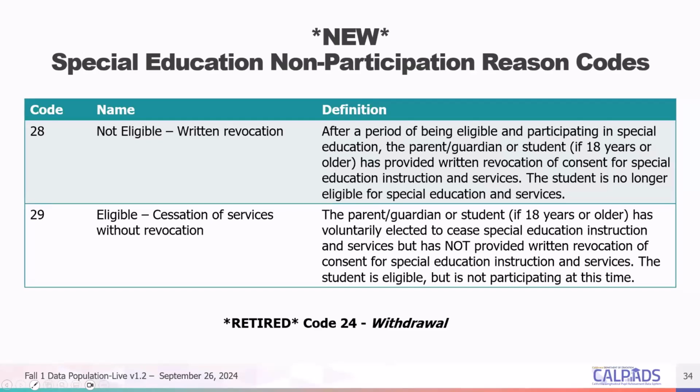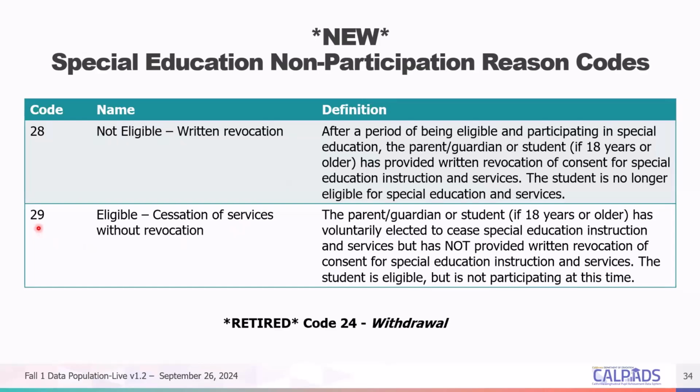Code 28 is named not eligible written revocation and is defined as: after a period of being eligible and participating in special education, the parent, guardian, or student, if 18 or older, has provided written revocation of consent for special education instruction and services. The student is no longer eligible for special education and services. And that last sentence is probably the most important in distinguishing between the two codes. If you use code 28, the student is no longer eligible for special education and services.